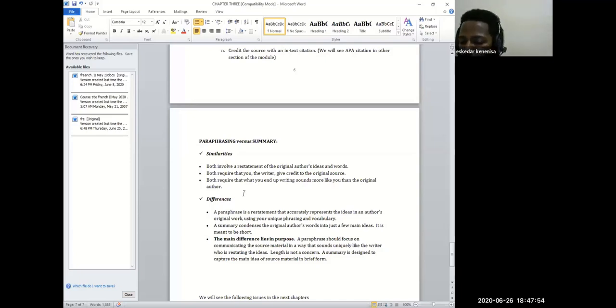Therefore, many ideas could be omitted. Summary is a condensed one because it is concerned only with the main ideas, the main message, while paraphrasing is somehow detailed.